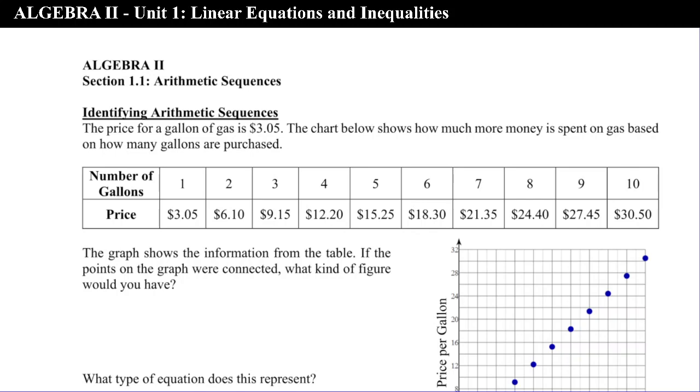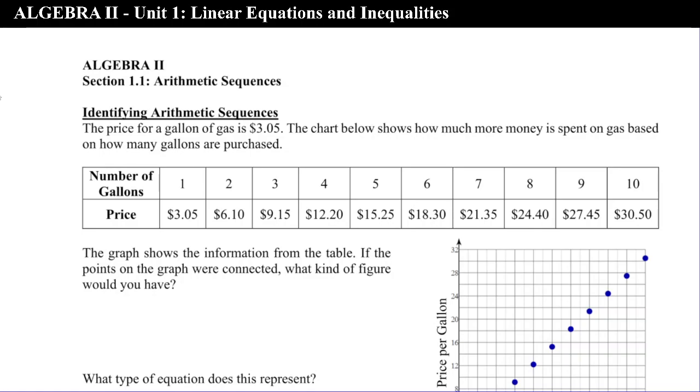What I've presented for you here is a table of how much it costs if you get a certain number of gallons of gas. So for example, if you were to get 5 gallons of gas, it would cost you $15.25 at a price of $3.05 a gallon. If you were to get 10 gallons of gas, it would cost you $30.50.